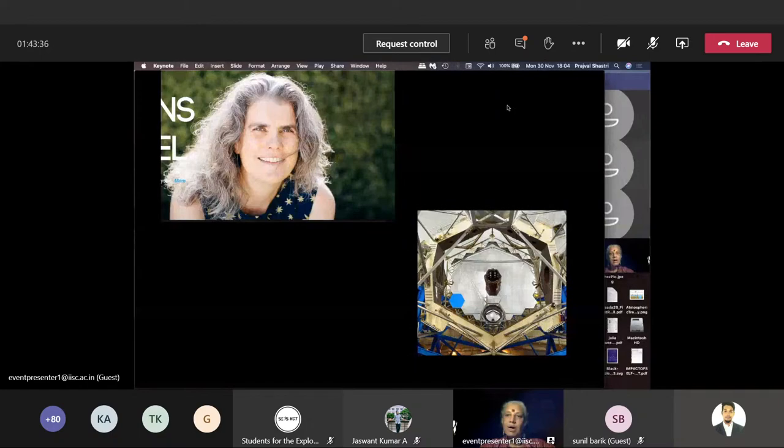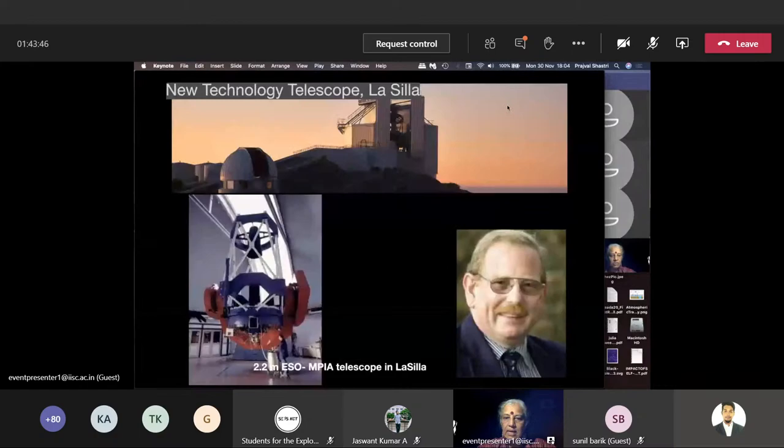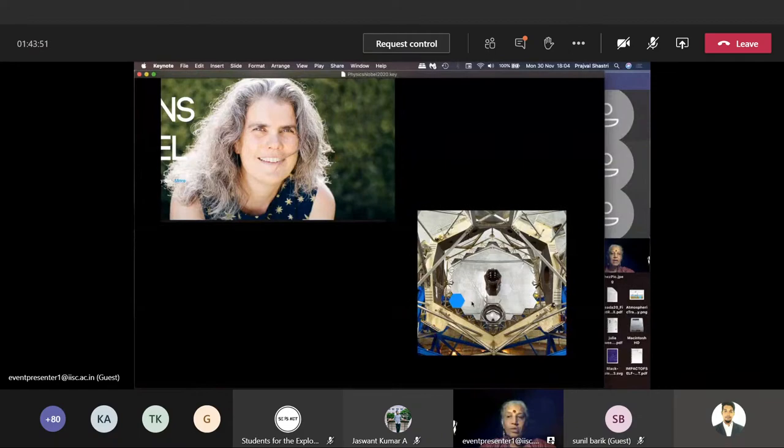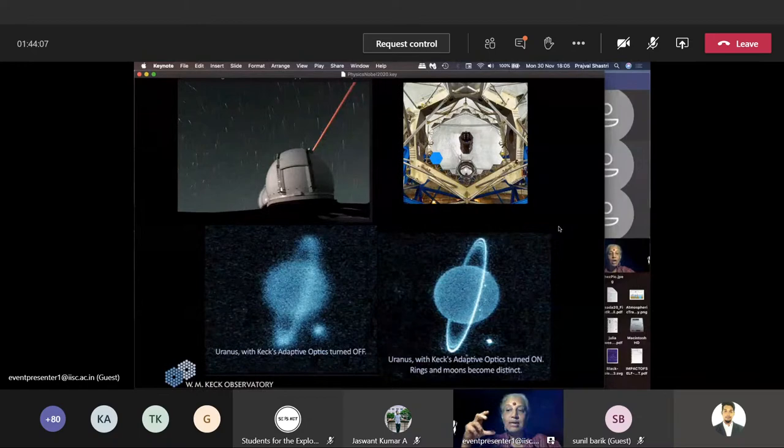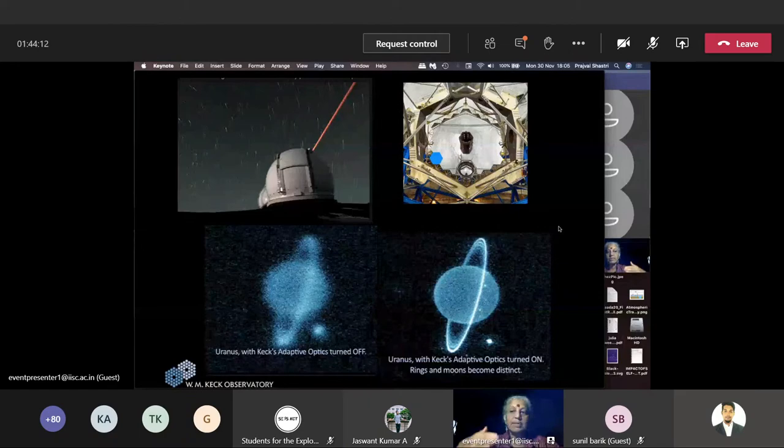Now, I said that the Keck telescope had a mirror which was 10 meters in diameter. This mirror is actually segmented. In other words, it's made of these hexagonal segments, which I've shown in blue. And therefore, each of these segments can be manipulated in its orientation just a little bit. And that ability has been used to actually correct for the distortions that the atmosphere causes. So this was the next step in technology from speckle imaging. It is called adaptive optics.